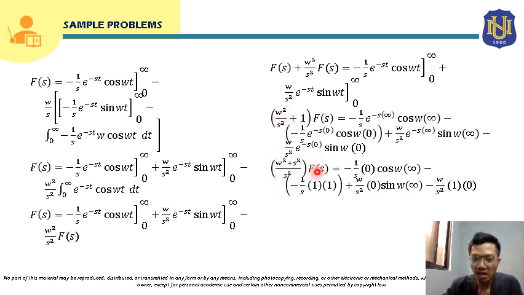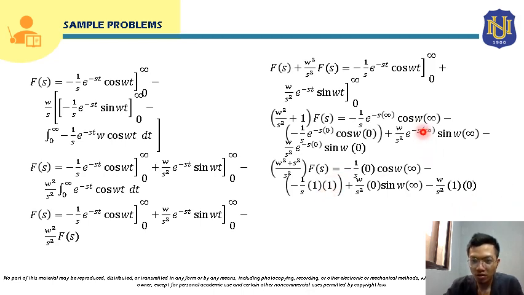Okay, so f of s equals, as we know, e raised to negative infinity will just be 0. So this entire term will just be 0. And then for this, as we know, e raised to 0 will be 1. And then cosine of 0, so w times 0, that will become 0. So cosine of 0 is actually 1.